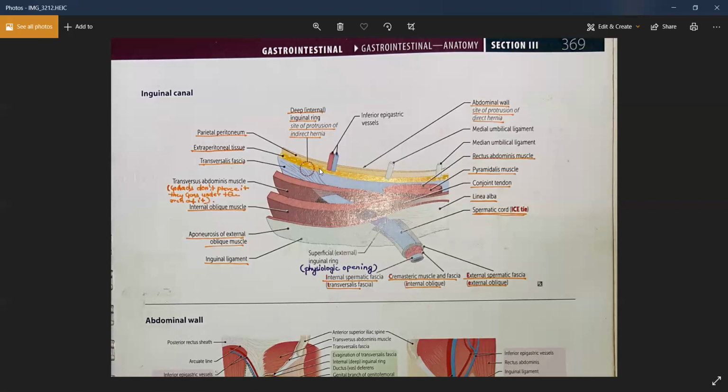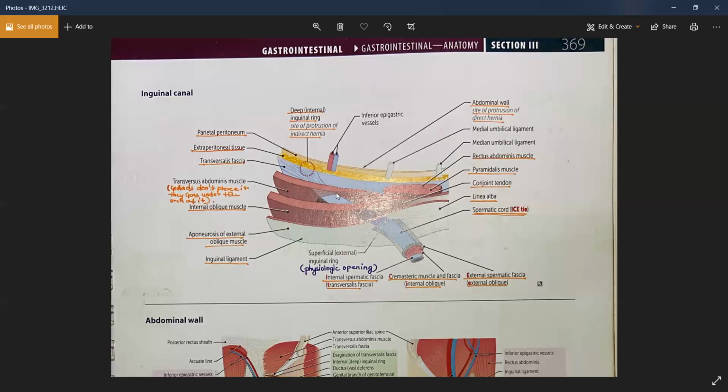First, you will have the deep inguinal ring, also known as the internal inguinal ring. From the deep inguinal ring, the inguinal canal will pass through the transverse abdominal muscle, but it won't penetrate the muscle. The muscle will form a tunnel over this inguinal canal, so the inguinal canal doesn't need to pierce the muscle.